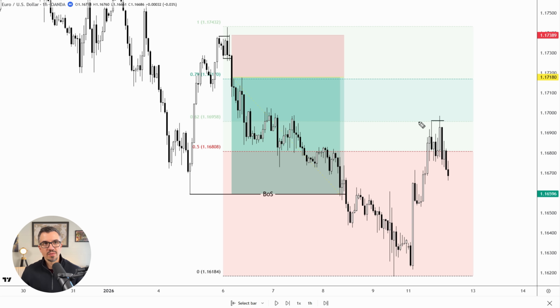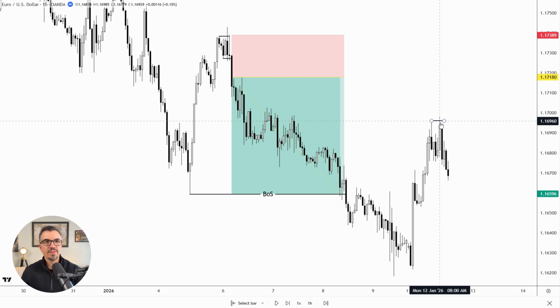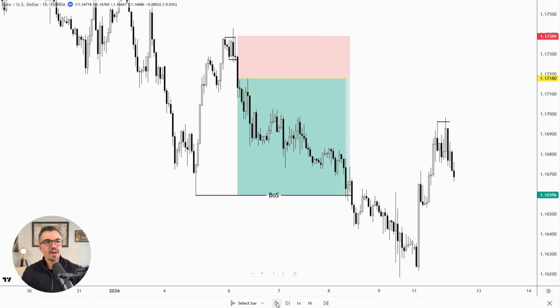So again, perfect, right? We came right here into this area. So the moment that happens, then we know that we are looking for a potential reversal. And what do we have right here?